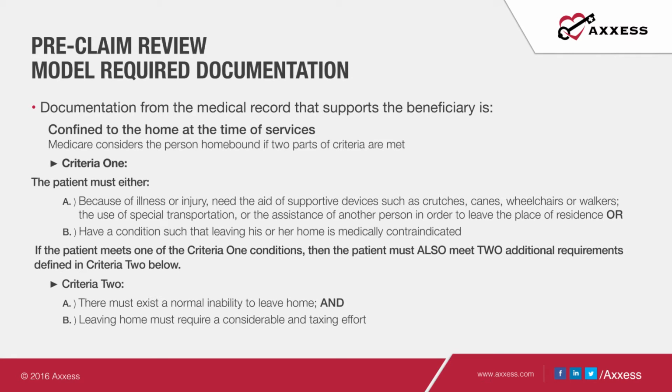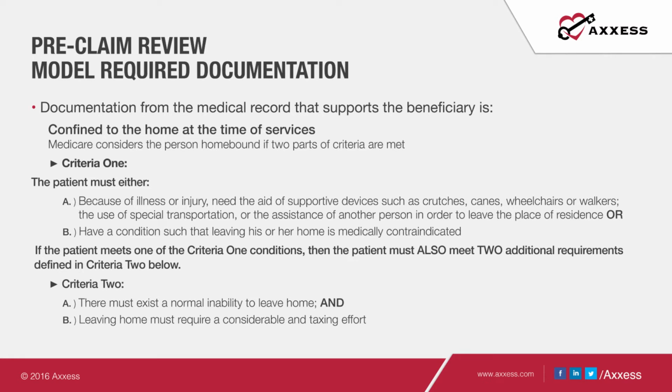So either A or B must be true and must be documented easily for the reviewer to find. A is because of illness or injury, the person needs the aid of a supportive device such as crutches, canes, wheelchairs, and walkers, the use of special transportation, or the assistance of another person in order to leave their place of residence. Or the patient has a condition such that leaving his or her home is medically contraindicated.